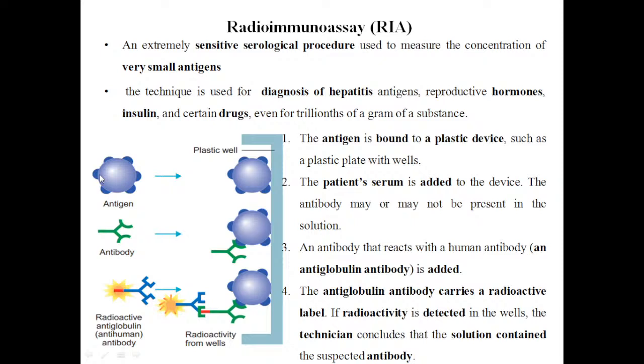Antigen is bound to a plastic device, such as a plastic plate with wells. The patient's serum is added to the device. Look here in the diagram, added. The antibody may or may not be present in the solution. An antibody that reacts with a human antibody is added. It is anti-globulin antibodies, or human antiglobulin serum.